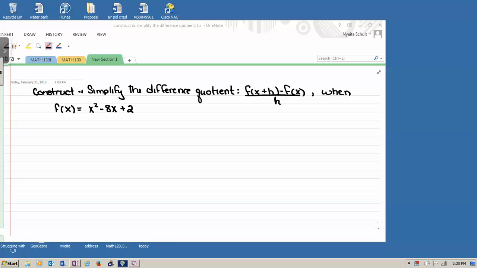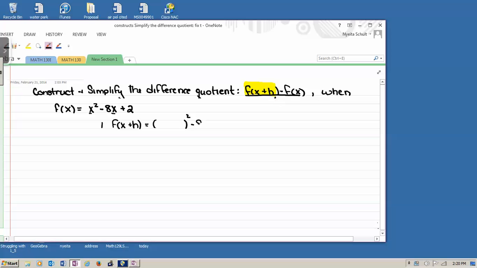To construct and simplify the difference quotient, when you're given a function, is really a three-step process. The first step is to find this piece of the numerator, f of x plus h. So we're going to do that first. And to do that, that just means to go find the f of x function, take out every x on the right-hand side, and then replace it with what's inside the parenthesis on the left here. So I'm going to replace it with x plus h.